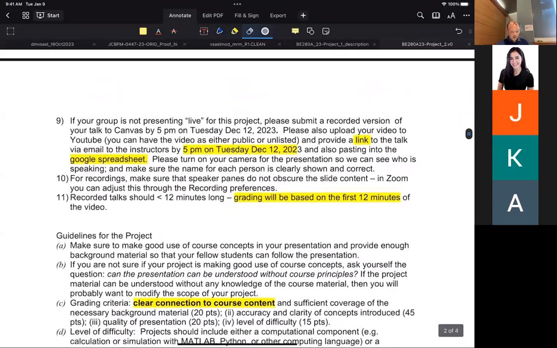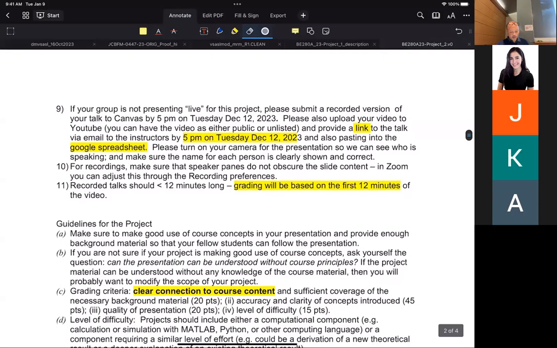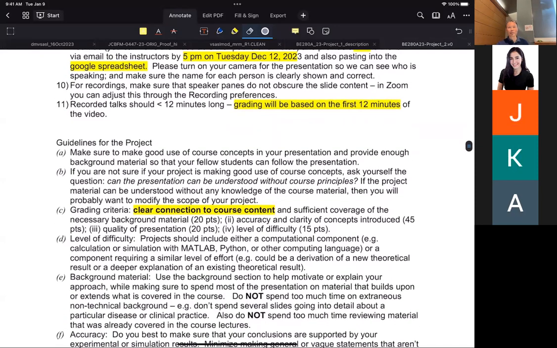Upload to YouTube. There were a bunch of recorded presentations where it was hard to see part of the slides because the speaker panels were covering the slide. In Zoom, you can adjust that through the recording preferences. And the recorded talk should be at most 12 minutes. Typically, once it goes past 12 minutes, we're not really paying attention. So just realize that and make sure of that in your recording, okay?